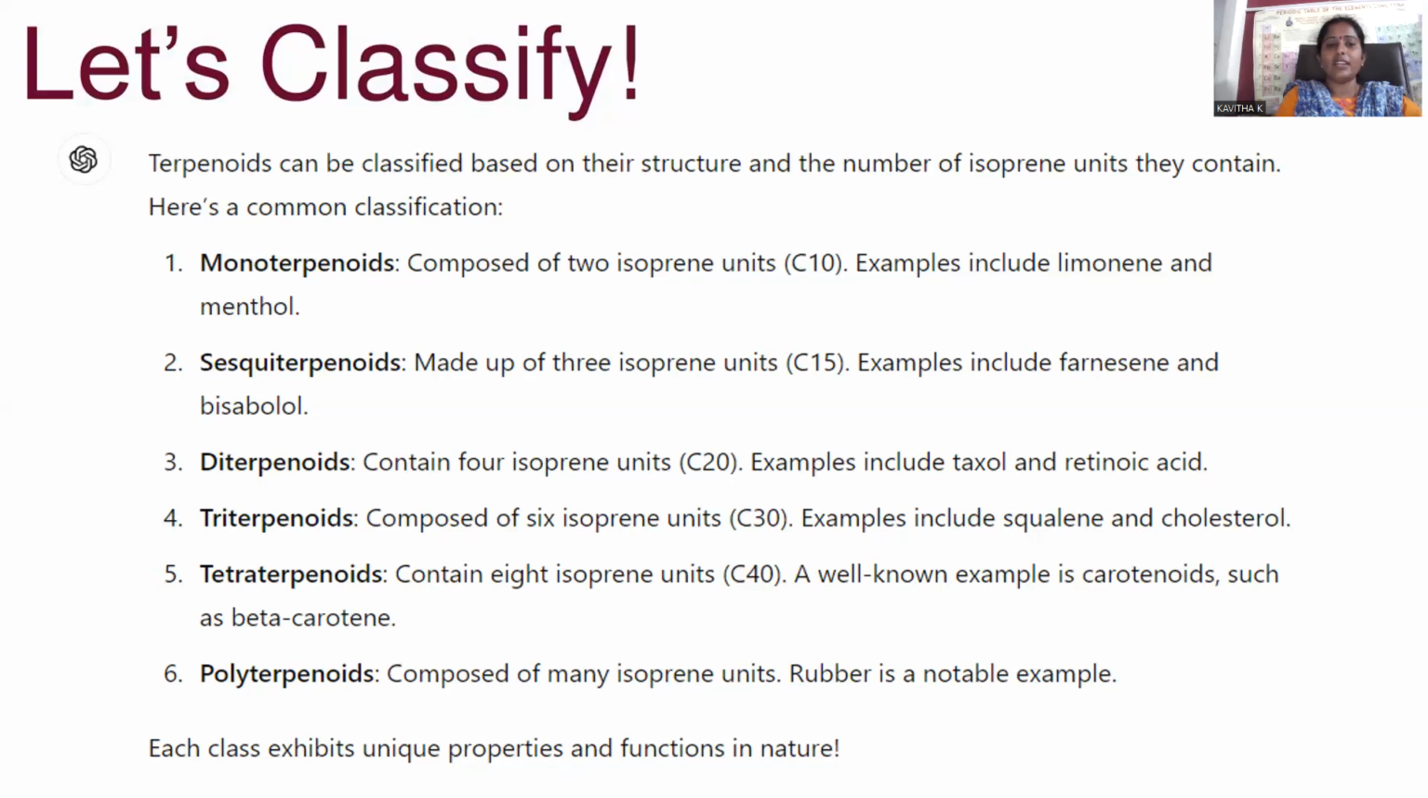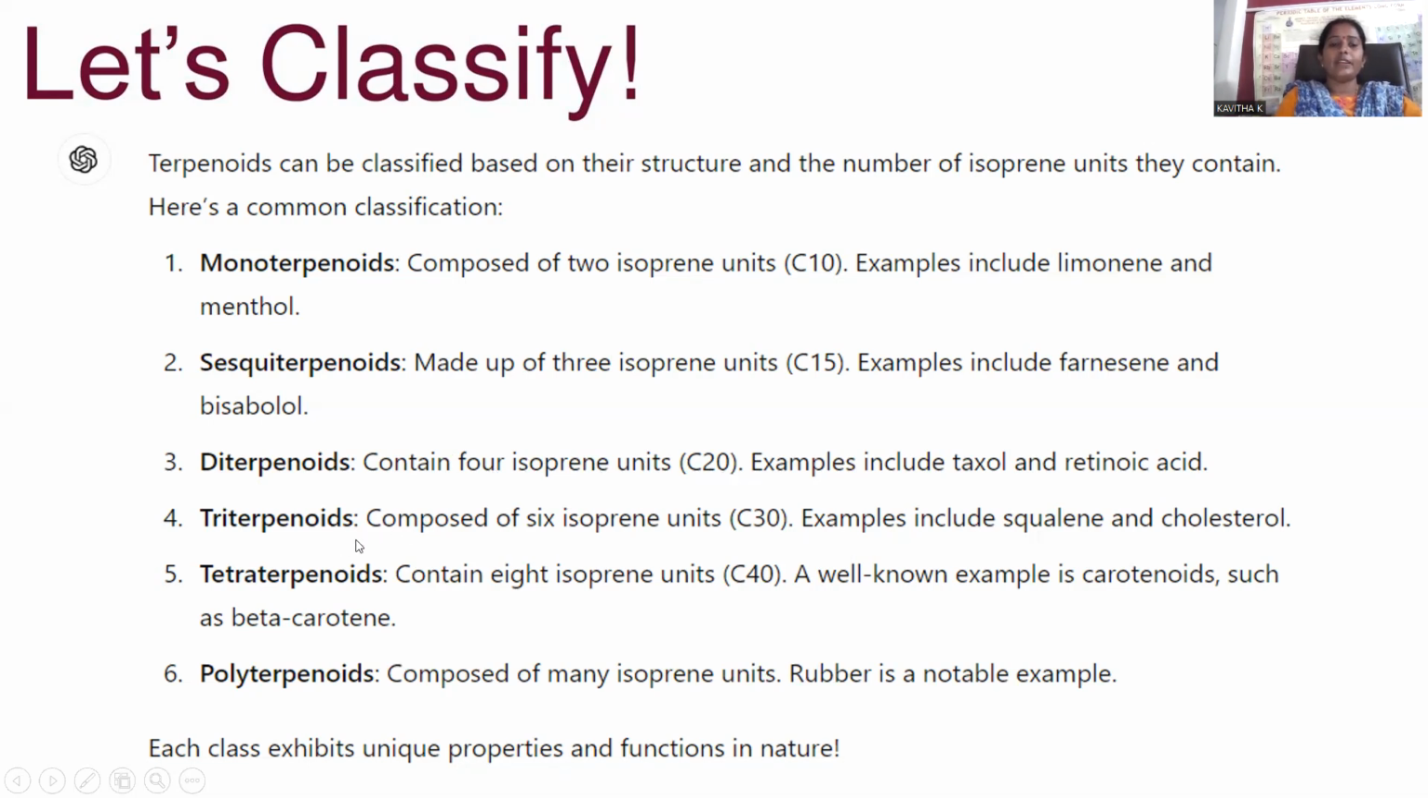And next is called a diterpenoid. Diterpenoid is composed of four isoprene units. Each isoprene is 5 carbons, so with four isoprene units we get C20. Examples are taxol and retinoic acid, right? So this is the way diterpene is given.